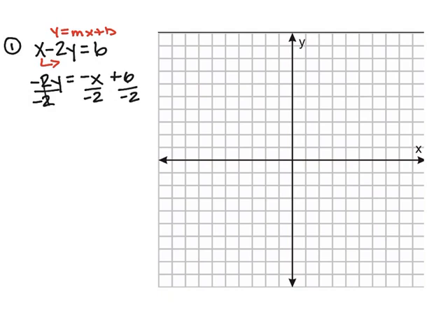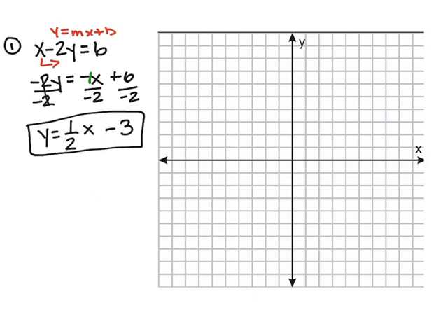Because you got to get y completely by itself. So when you divide by negative 2, this is an understood negative 1. So negative 1 over a negative 2 reduces to positive 1/2 x. And then 6 divided by negative 2 is negative 3. So that's the exact same equation, but this is slope-intercept form. This is the form I want you to have your equations in.